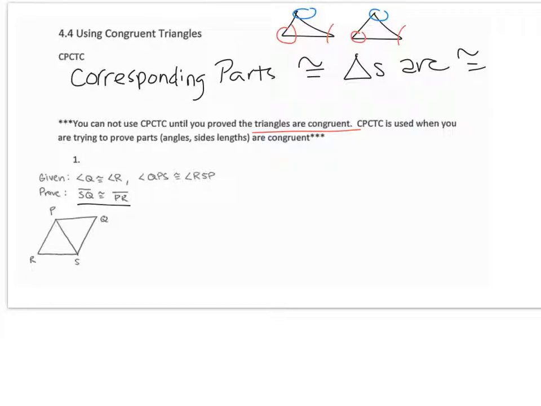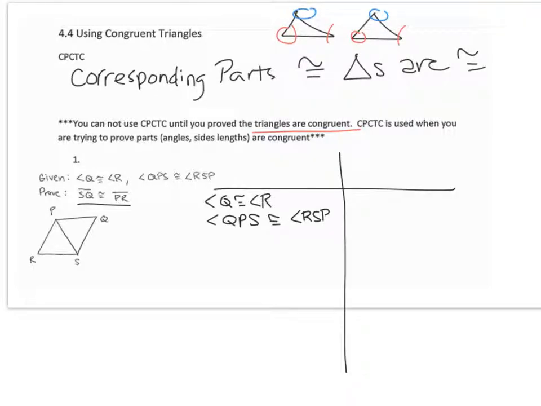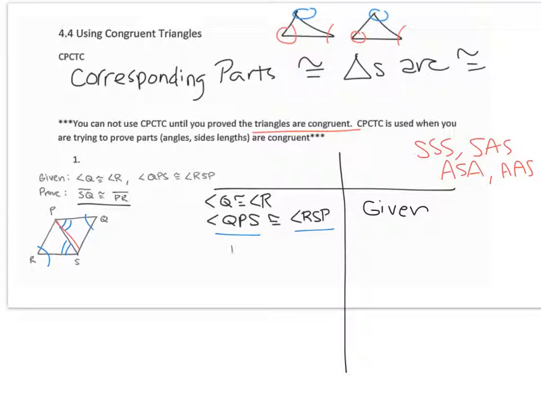So I'm going to write the given. So I'm writing the given in, and now I'm going to mark it. Angle Q is congruent to angle R. Angle QPS is congruent to angle RSP. Okay, so I have my given in, and I want to look for side, side, side, side, angle, side, angle, or angle, angle, side. So far I only have two angles, but I do know that PS is congruent to PS by reflexive.